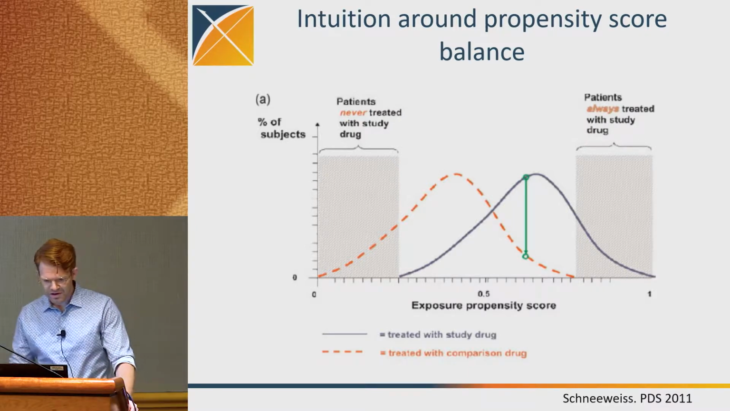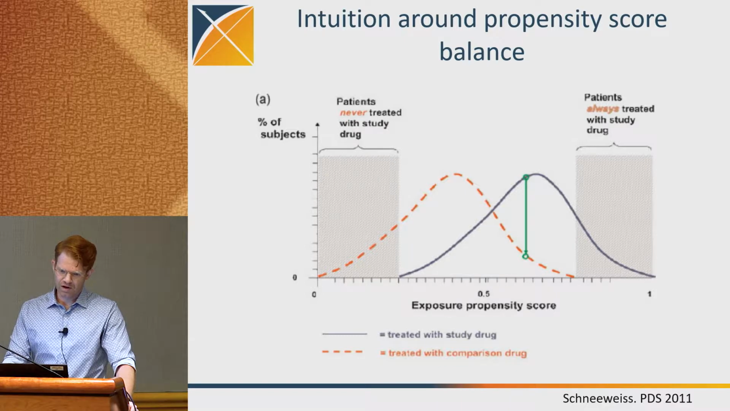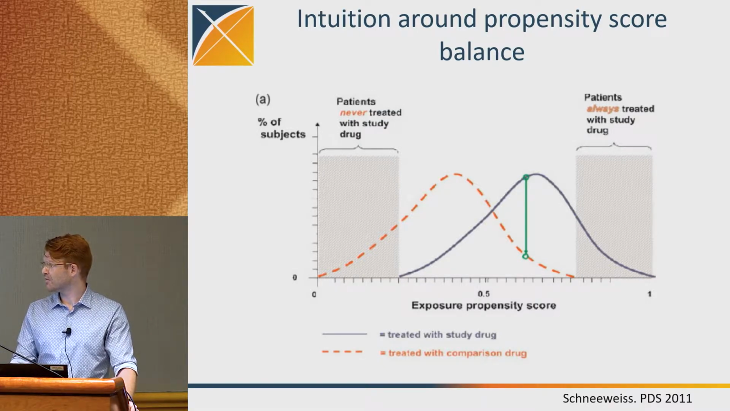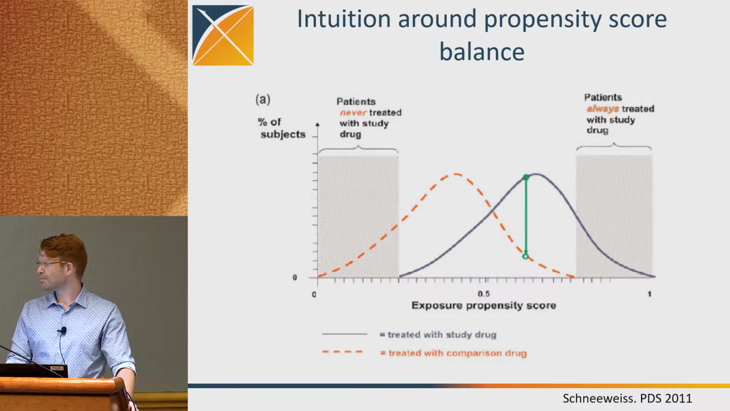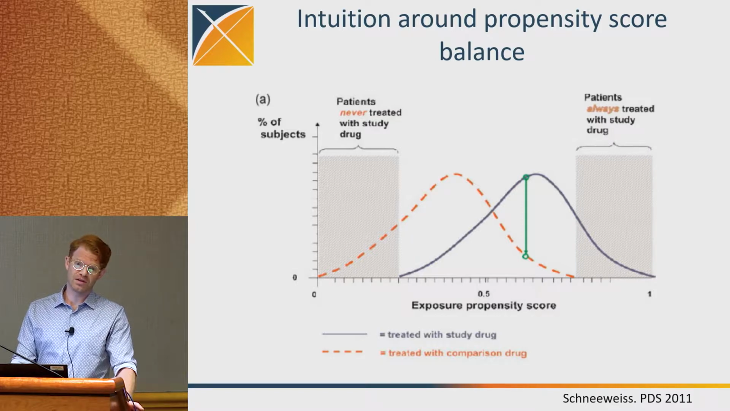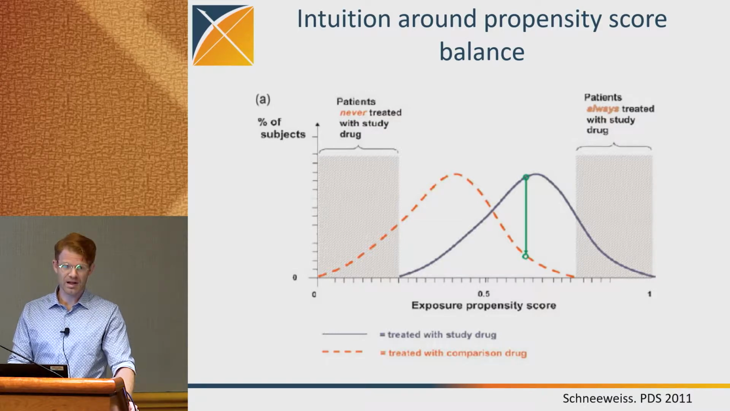So the idea here is the red pill people are distributed a little to the left by this red dotted line, whereas the blue pill people are distributed a little bit to the right. And the shaded area on the left are patients who have never been treated with the blue drug, and the shaded area on the right are patients treated with blue who are never like people treated with the red. And then this area in the middle is the overlap between the two. So you have folks exposed to both the blue and the red pills that have scores that are similar.